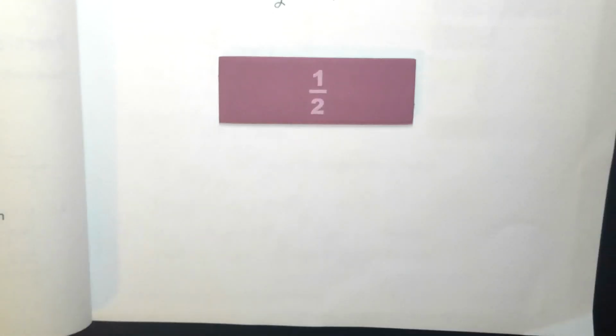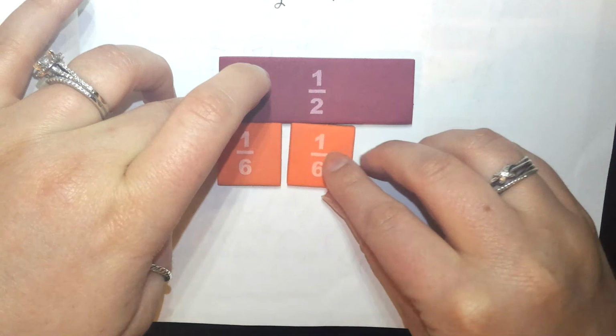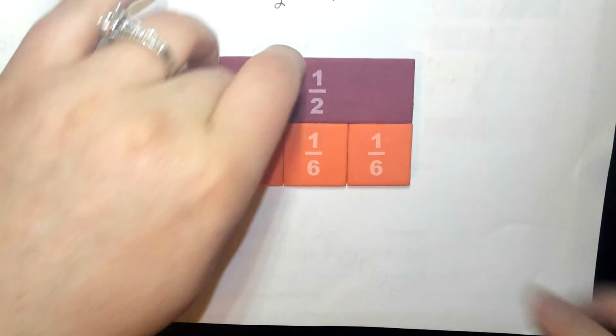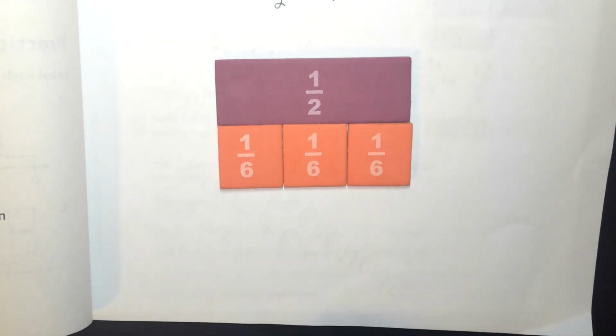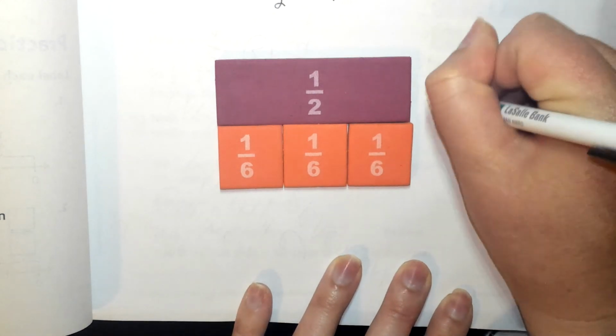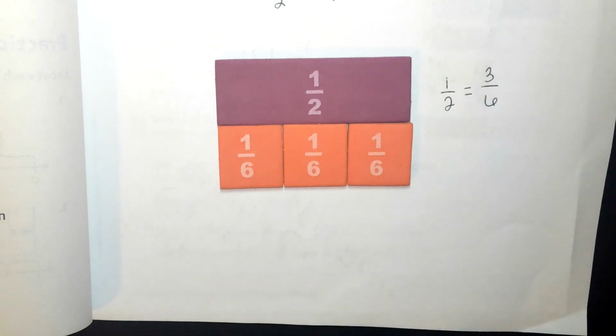Okay. So here I have my 1/2 fraction tile, and I'm going to go ahead and try some sixths. So I have here 1/6, 2/6, and 3/6. And you can see that those line up perfectly. They represent the same size. They are equal, meaning that they still represent the same part of the whole. 1/2 is equivalent to 3/6. They represent the same part.